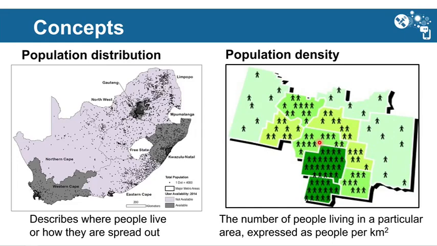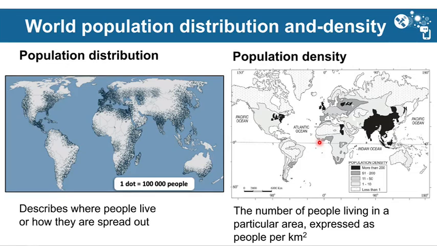Now, what's very important is that, let's see what it looks like on a world scale as well. Here you've got, again, your population distribution. One dot equals here 100,000 people in this case, and immediately you can see where people live.